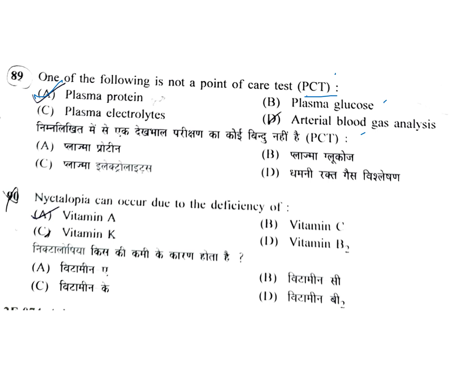Now, nyctalopia can occur due to the deficiency of which vitamin? Nyctalopia is actually night blindness. So we all know it is caused by the deficiency of vitamin A. In night blindness, the person has a deficiency in vision during the night. So one cannot see in the dark.